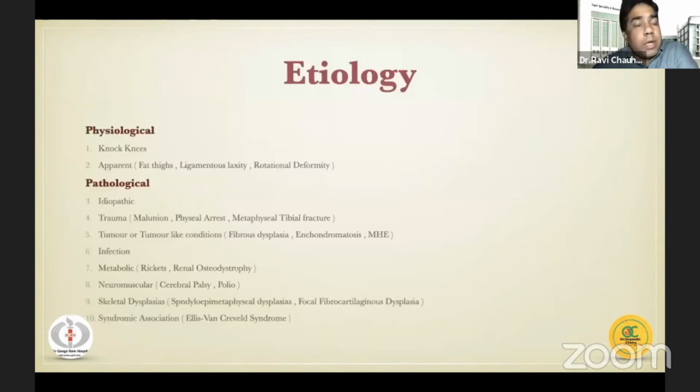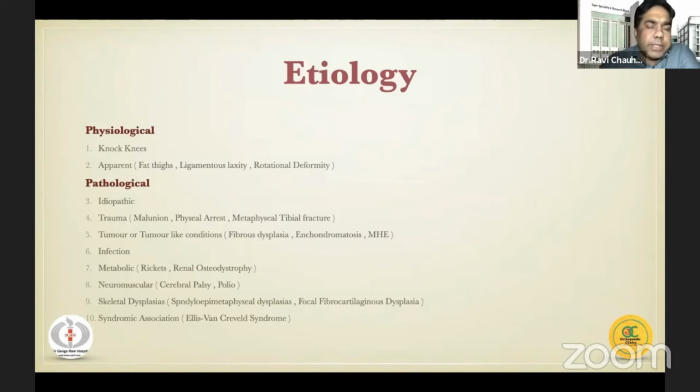Etiology. This could be physiological, this could be pathological. Physiological knock knees: Genu valgus can be apparent because of fat thighs, because of ligamentous laxity, or because of rotational deformity. For example, tibial torsion and femoral antiversion all lead to increased Genu valgus. Or sometimes flat foot can also lead to apparent Genu valgus.